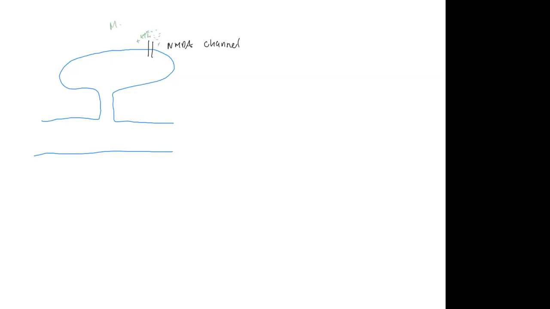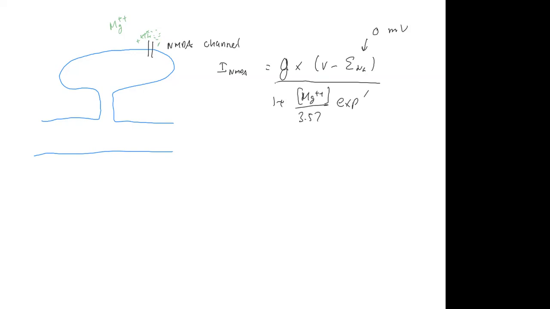So magnesium, because remember the inside of the cell has relatively negative voltage. So voltage is negative in here versus out here, and that attracts magnesium ions, which block this channel from transmitting current. And if you remember correctly, I_NMDA equals g X (V minus E_NMDA). That's around 0 millivolts, but it gets divided by something like 1 plus the concentration of magnesium over 3.57 times exp of minus V over 16.1 millivolts.